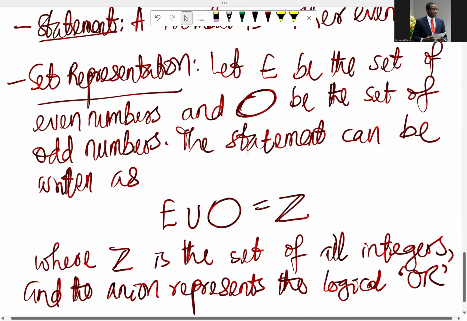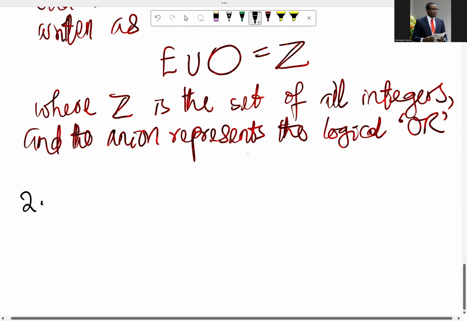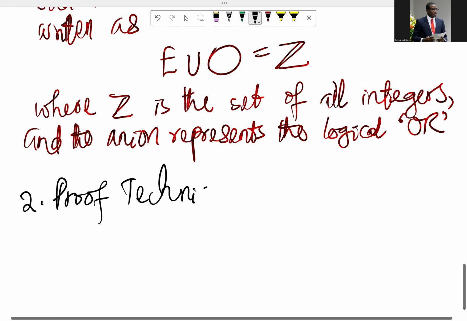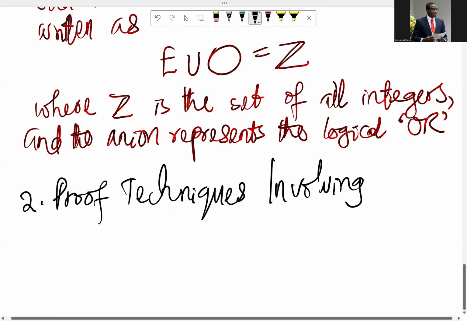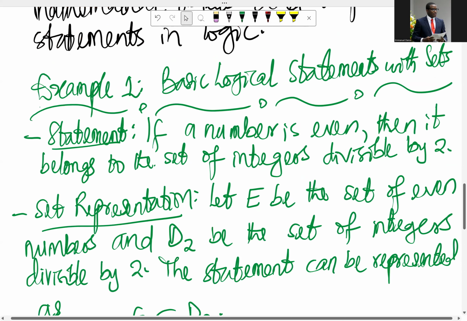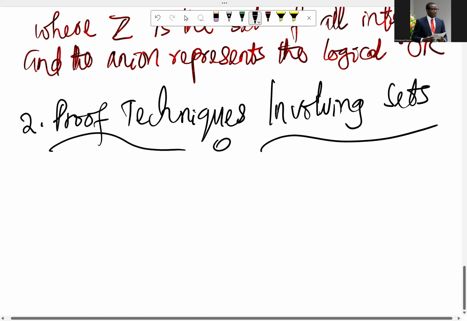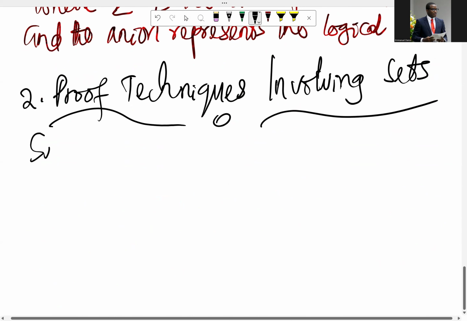Okay, let's look at another part, number 2. That is proof techniques involving sets. Several proof techniques.